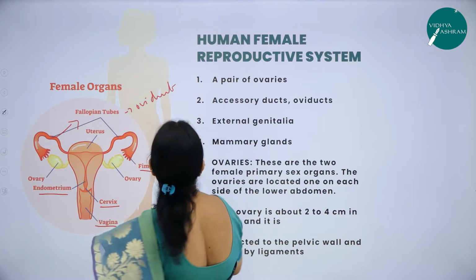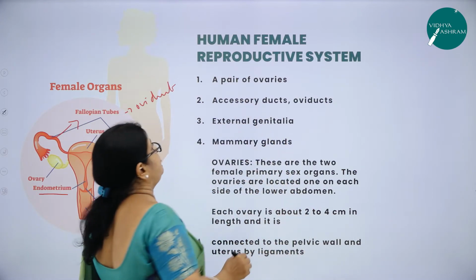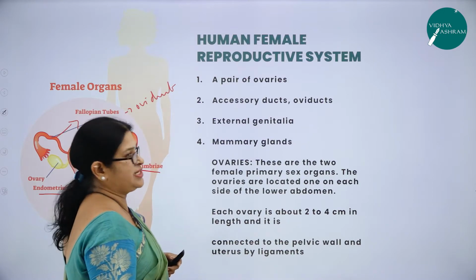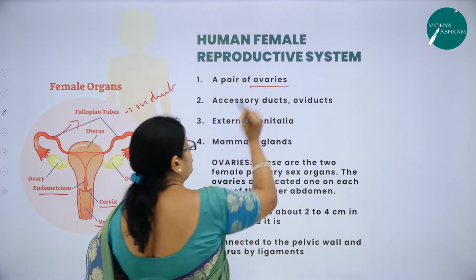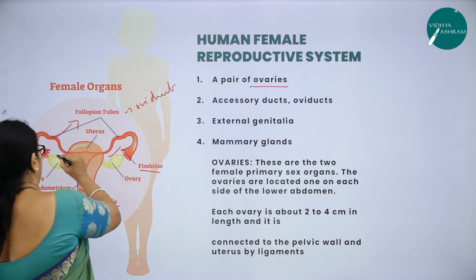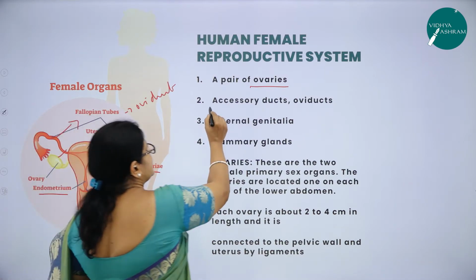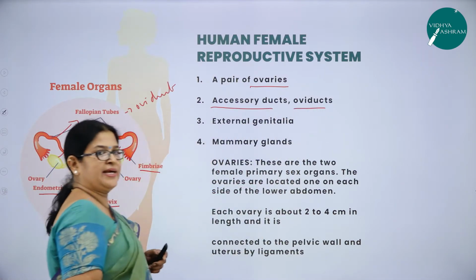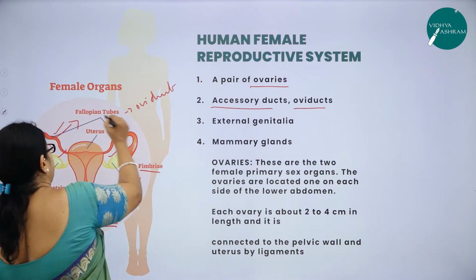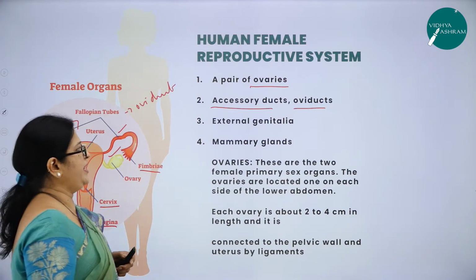The other name for fallopian tube is oviduct, and you can see the uterus, and here you can see the cervix and the vagina, and this finger-like projection is called what? Fimbriae. Right. Now, the human female reproductive system consists of what? A pair of ovaries. Here you can see a pair of ovaries. Then accessory duct. What is that accessory duct otherwise called? Oviduct. Here you can see a pair of oviduct.